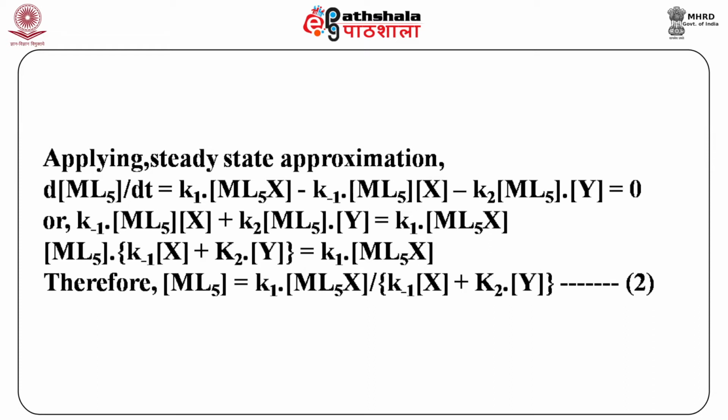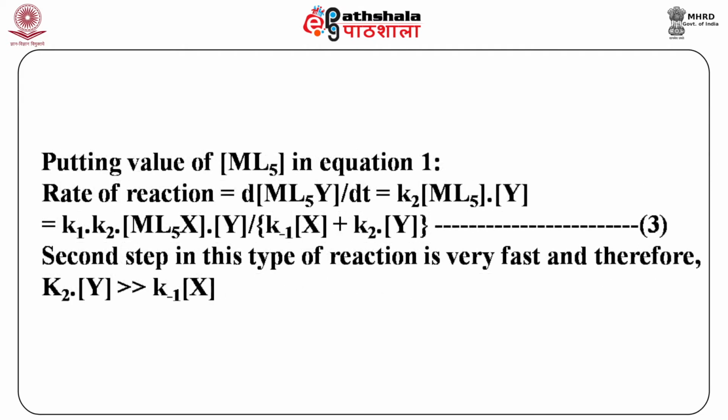So from here we obtained the concentration of ML5 at any spot of time in terms of substrate ML5X and attacking ligand Y. Now putting the value of [ML5] in equation 1, we will obtain the rate of reaction, which would become d[ML5Y]/dt is equal to k2 into [ML5] into [Y], that will become k1 into k2 into [ML5X] into [Y] divided by k-1 into [X] plus k2 into [Y].